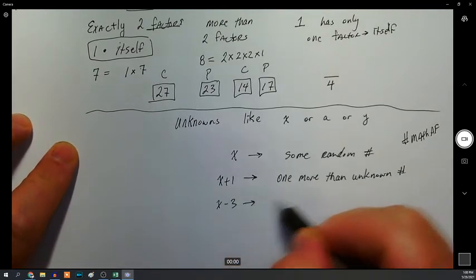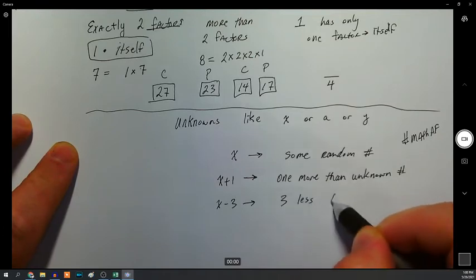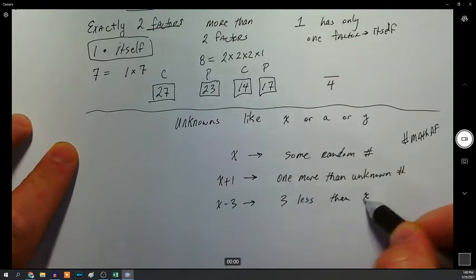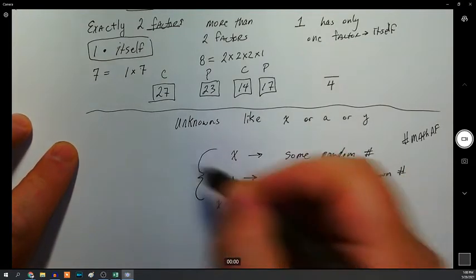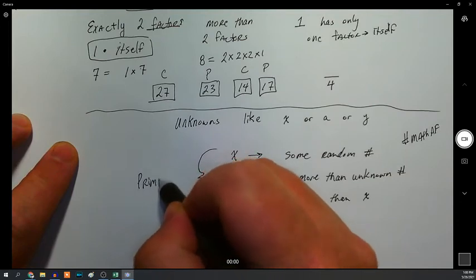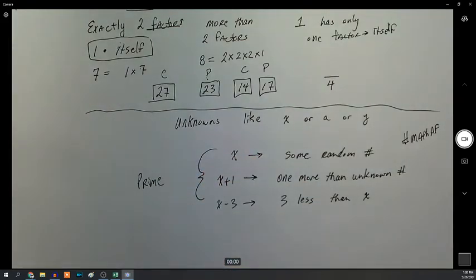Now let's look at another example. X minus 3. That's 3 less than whatever x is. Whatever x is, some unknown number, that's 3 less. Now here's the thing. You see all three of these? These are all prime, even though x itself might not be prime.